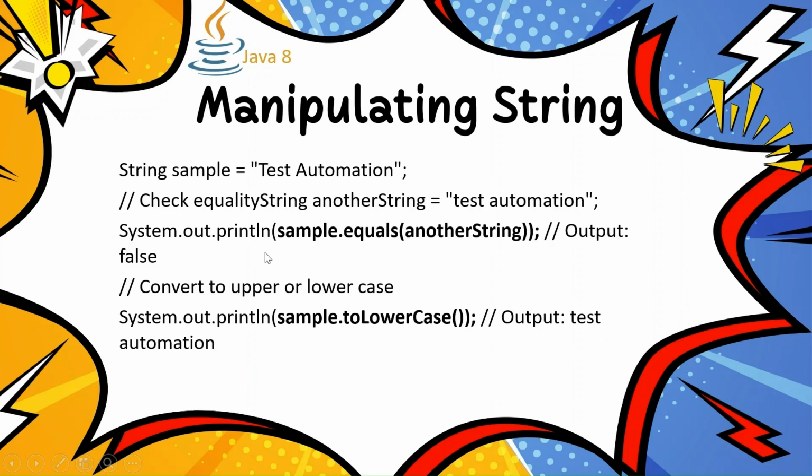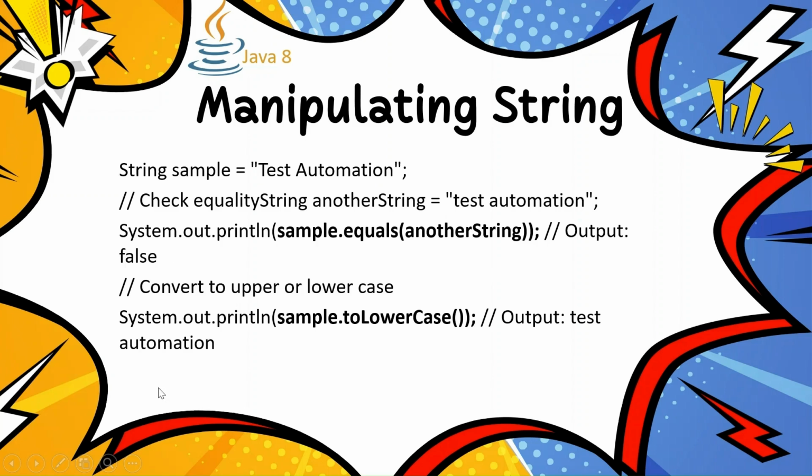Another method that string supports is the equals method. The equals method requires comparison of your initial string with the new string that you want to compare. So it takes a string as an input, it needs two strings to compare, and the result will be a Boolean result. So it will either give true or false. In this, I'm trying to compare it with another string called test automation. When you look at it, this is also test automation, this is also test automation, but the case is different. So the result of this is going to be false.